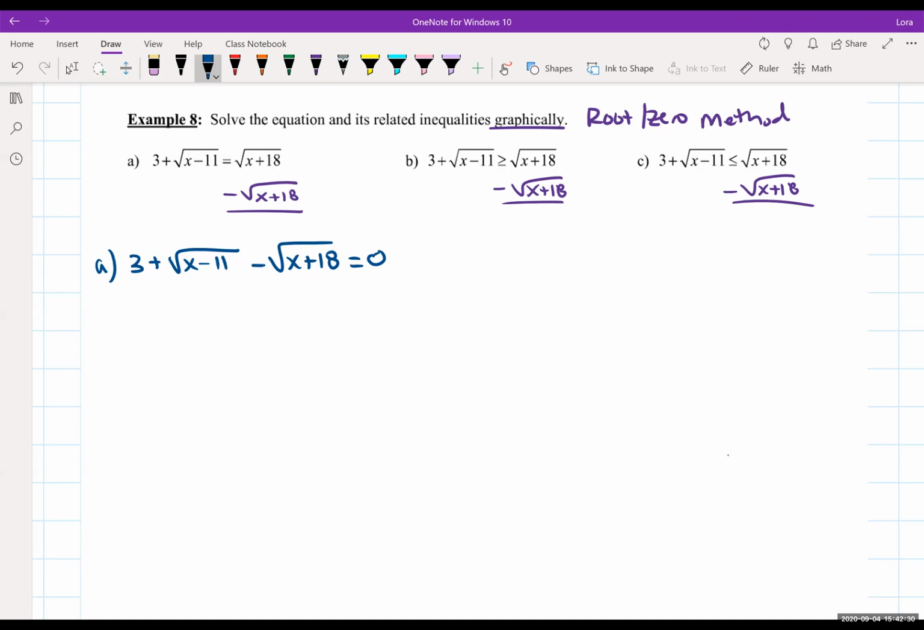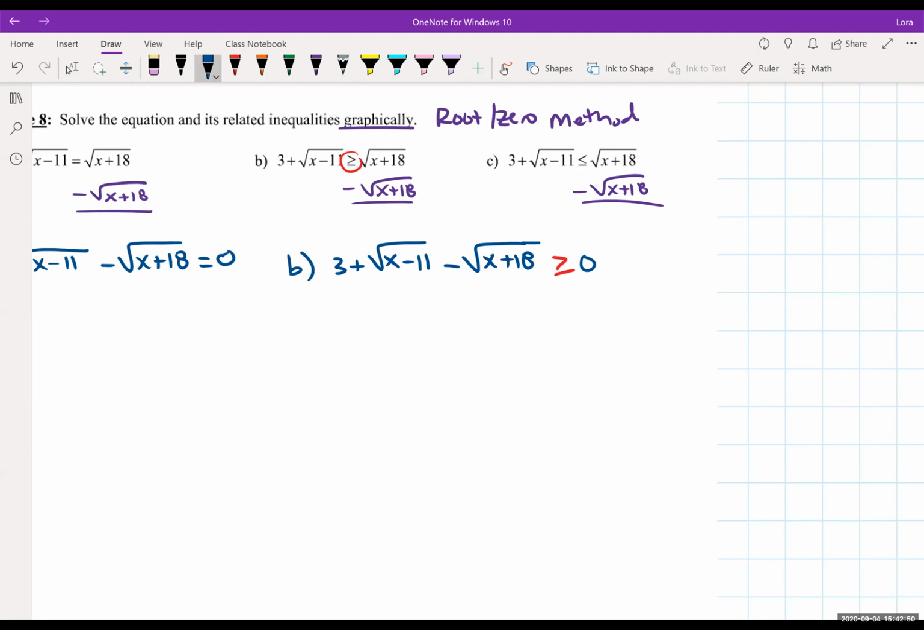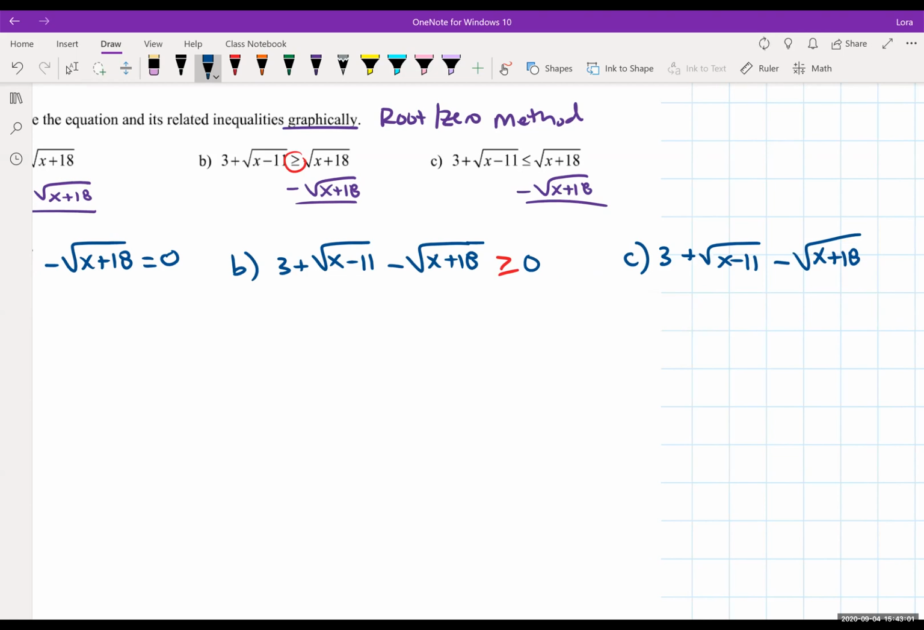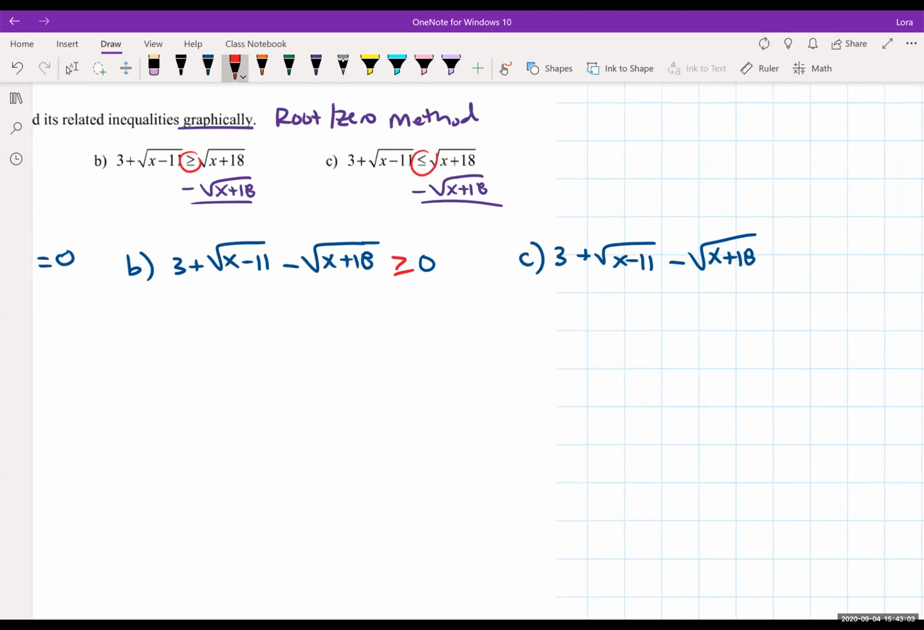For part B, same idea. I see 3 plus square root of x minus 11 minus square root of x plus 18 is now, just be careful, greater than or equal to 0. And then part C, I'll write a little off to the side. I have the same idea: 3 plus square root of x minus 11 minus the square root of x plus 18, just paying attention to the inequality symbol. In this case, it's less than or equal to 0.